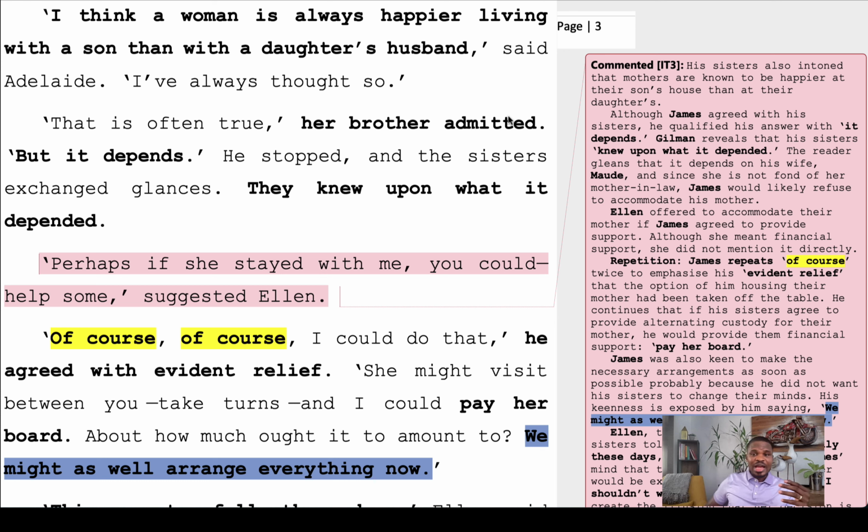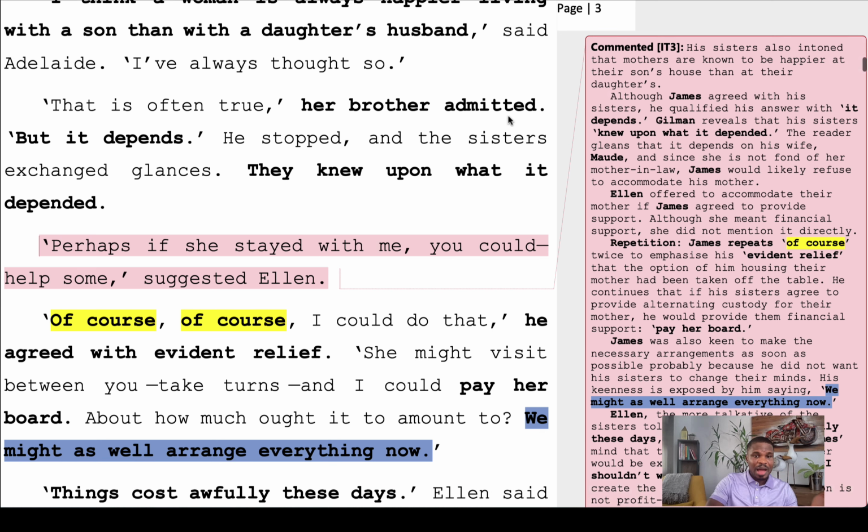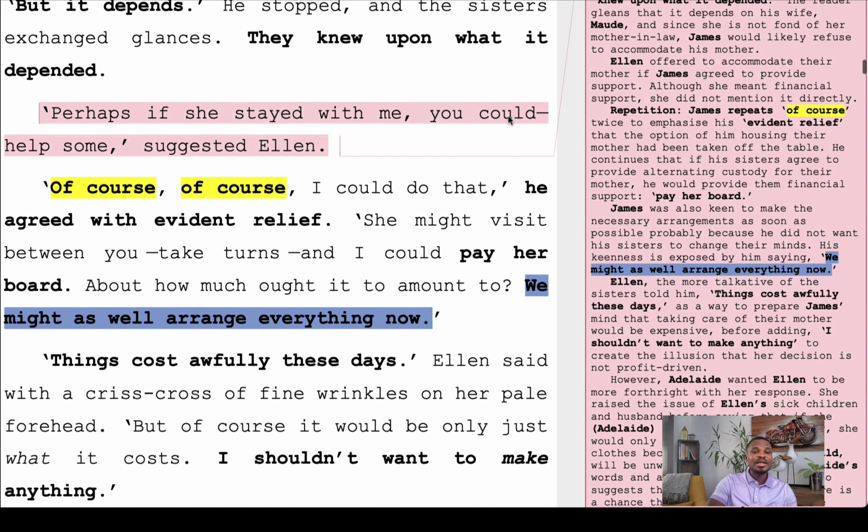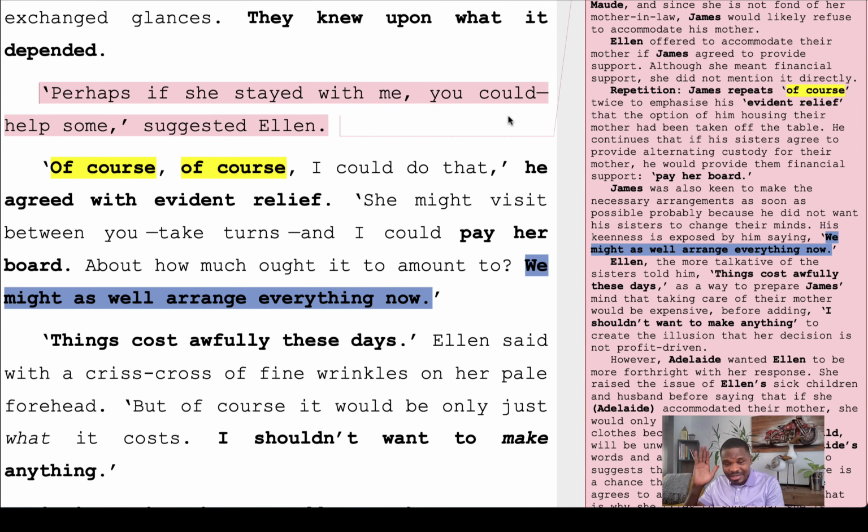He continues that if his sisters agreed to provide alternating custody for their mother, he would provide them financial support, pay a board. That's how he describes this. "So she might visit between you, take turns, and I will pay her board. About how much ought it to amount to? We might as well arrange everything now." So immediately that idea comes on the table, James rushes at it.